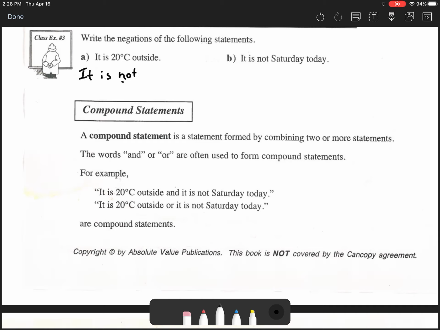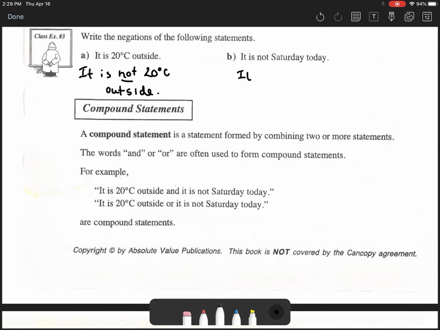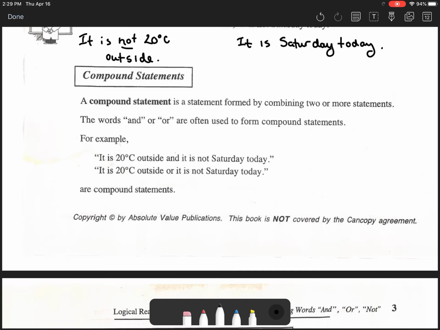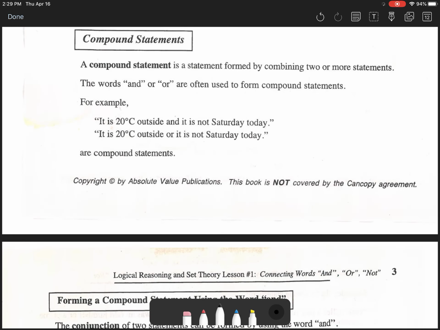Write the negations of the following statements. It is 20 degrees outside. This is simply it is not 20 degrees outside. So there's the first one. It is not Saturday today. Well, that would be like saying it is Saturday today. So again, opposites. So there's some examples of dealing with what we call the negation.